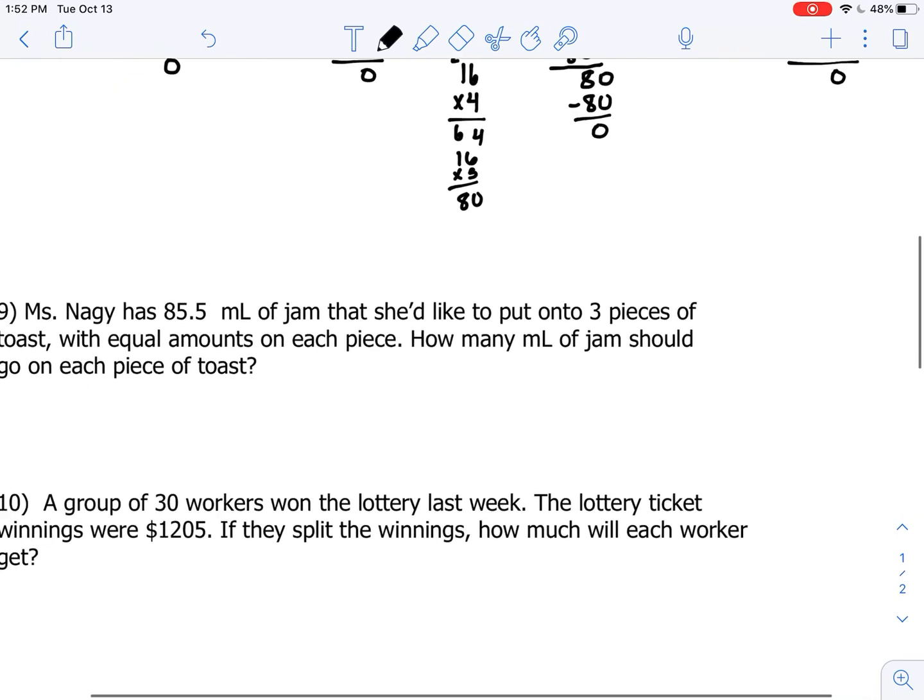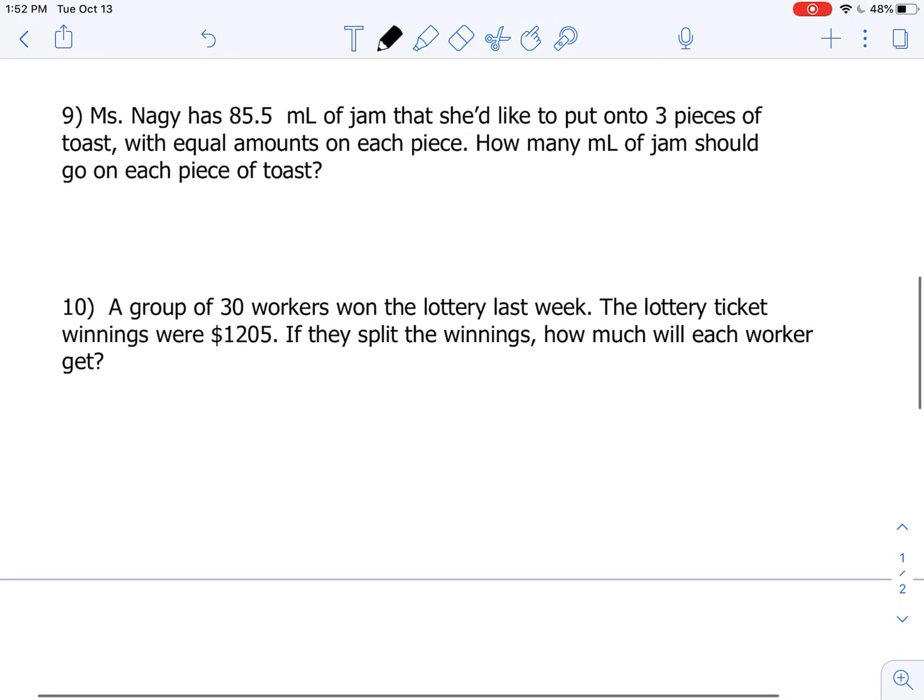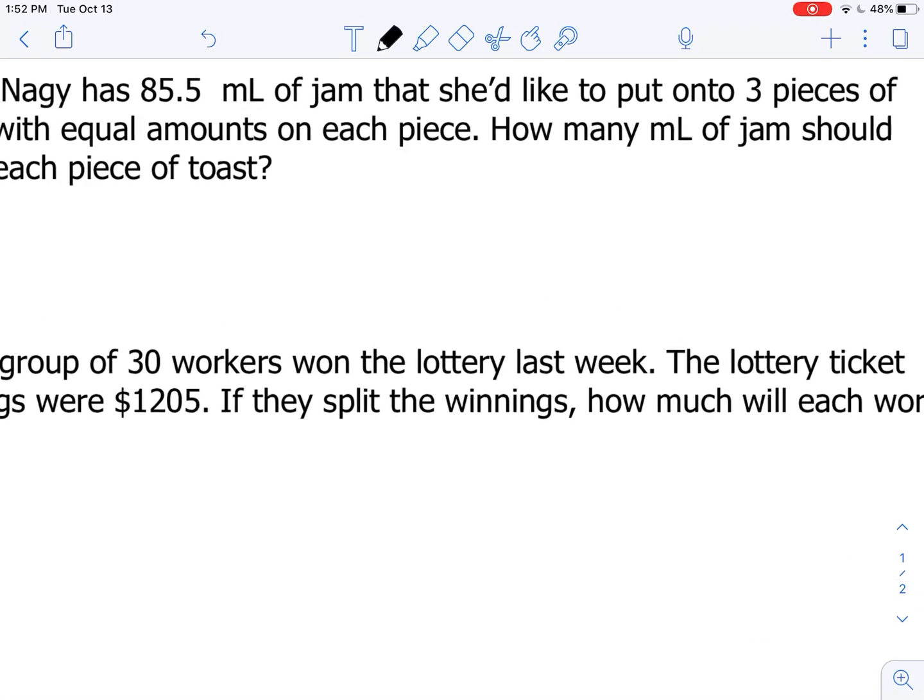All right, now we have 2 word problems. Let's do number 9. Miss Nagy has 85 5/10 milliliters of jam that she'd like to put onto 3 pieces of toast with equal amounts on each piece. How many milliliters of jam should go on each piece of toast? So we're going to take our total amount of jam and divide it by 3.